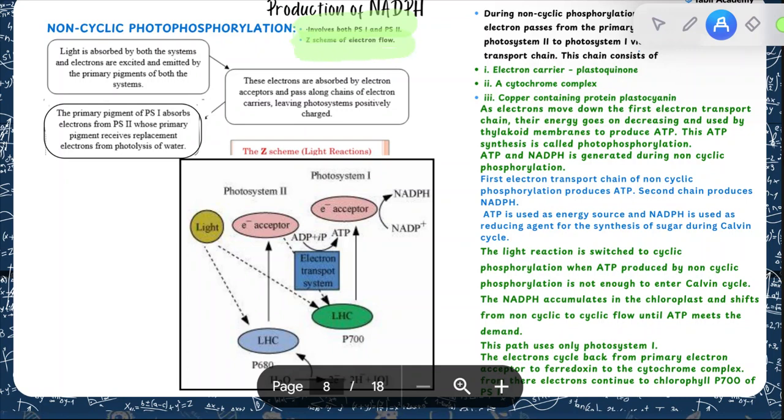So light is absorbed by both the photosystems and electrons are excited and emitted by the primary pigments of both of the photosystems. Now these electrons are absorbed by electron acceptors and pass along a chain of electron carriers. And since electrons are lost, the photosystems are left positively charged. So the primary pigment of photosystem 1 absorbs electrons from photosystem 2, whose primary pigment receives a replacement electron from the photolysis of water.